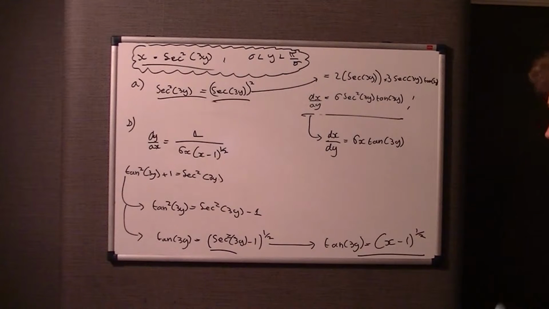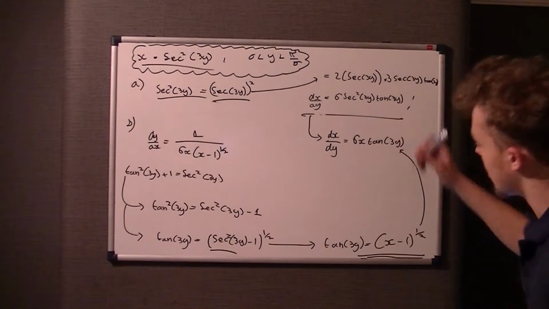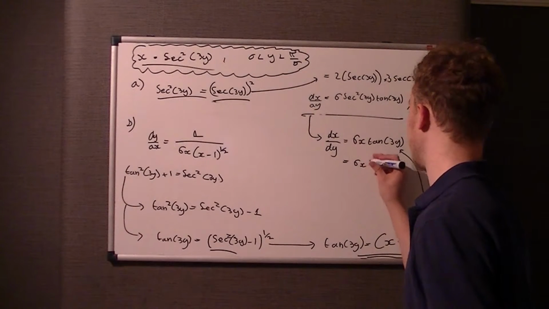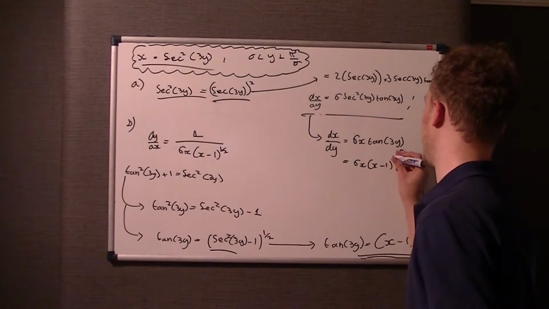Okay, and because we know that we want to get rid of tan 3y, and we've got tan 3y is equal to x take 1 to the power of a half, we simply sub this in to our current equation. So therefore dy dx is equal to 6x brackets x take 1 to the power of a half.